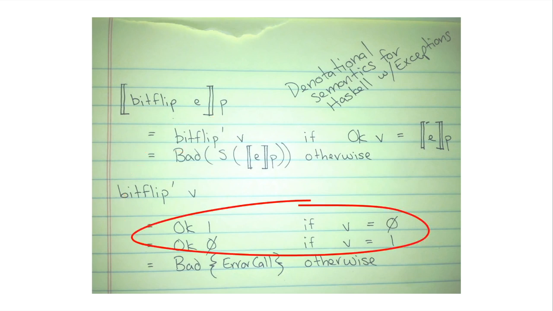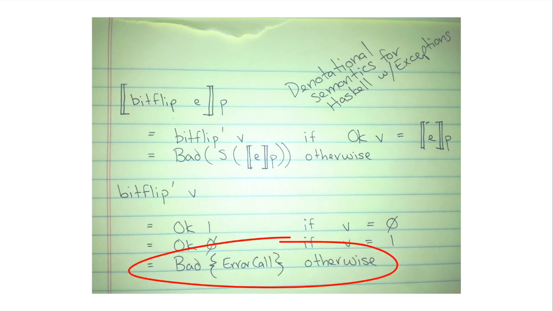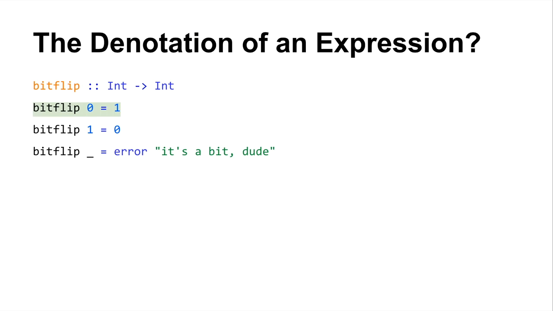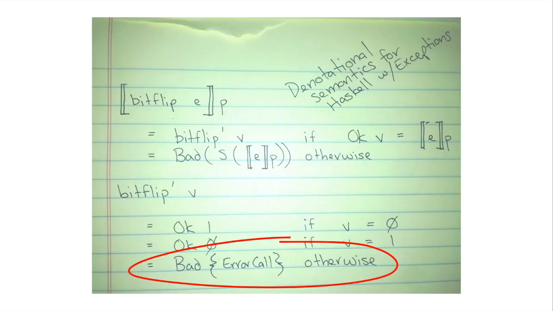If I get 1, then I'm going to return 0. If I get 0, then I'm going to return 1. Otherwise, I'm going to return an exceptional value with some information about the nature of the failure. And you don't have to write that stuff out to see that this potential for raising this synchronous exception is actually part of the definition of the program.